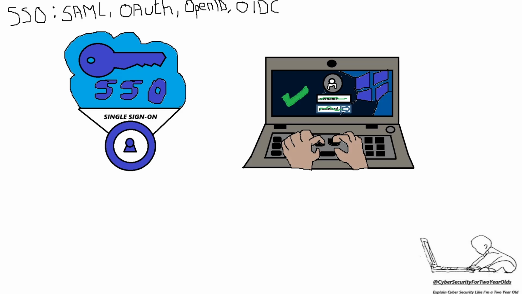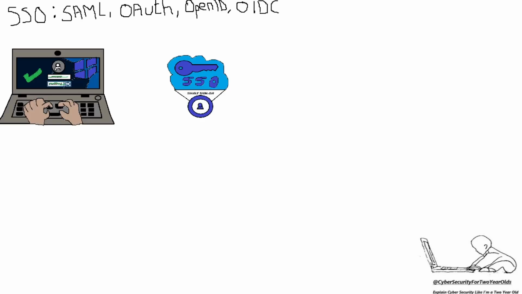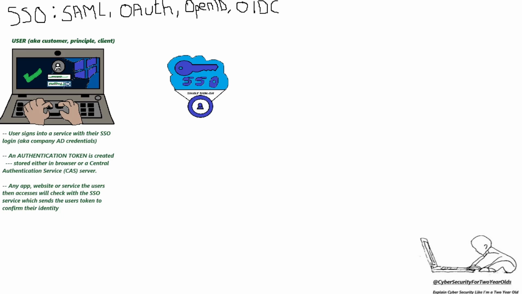Now, let's get more technical. The full workflow of SSO works like this. We have a user, which goes by different names, aka you and me. We log in using our Windows account, and behind the scenes, various authentication processes occur, alongside some authorization.